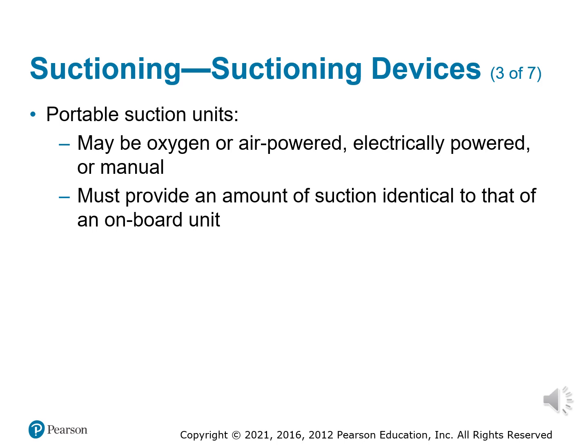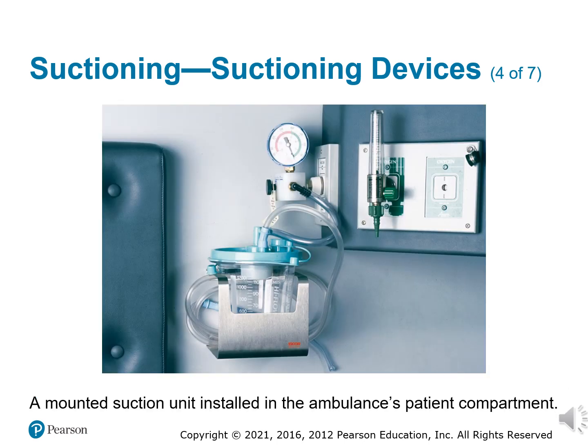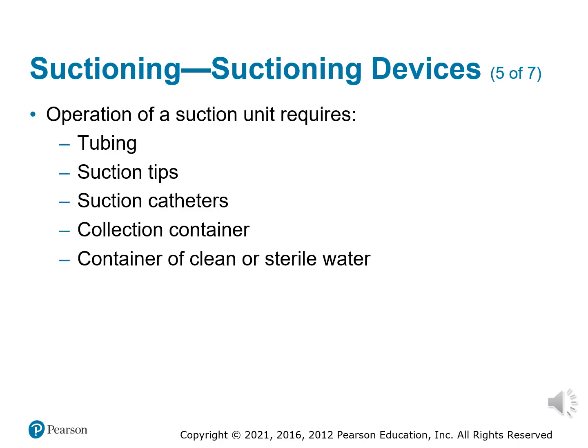Portable suction units. It may be oxygen or air powered, electrically powered, or manual. You must provide an amount of suction identical to that of an onboard unit. Here's a mounted suction device that is installed in the ambulance's patient compartment. This does not come out of the truck. So what goes into the operation of a suction unit?